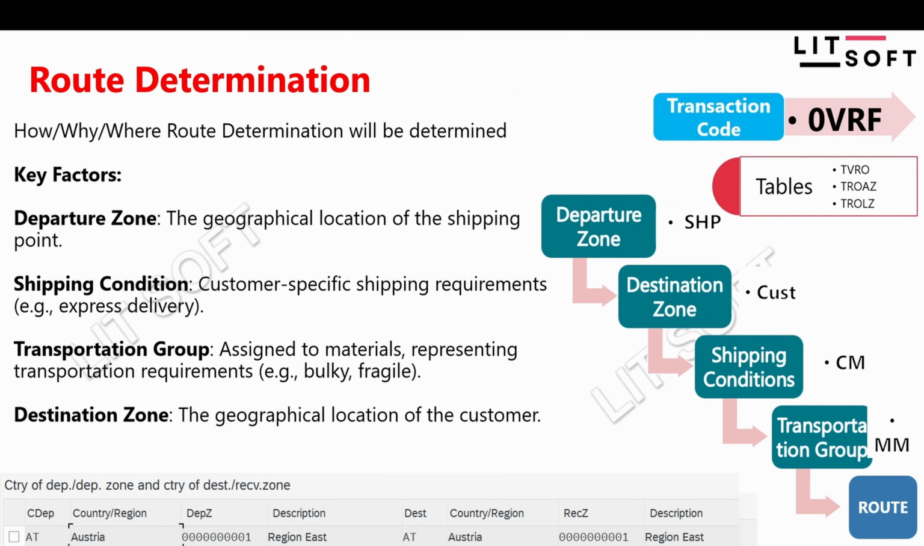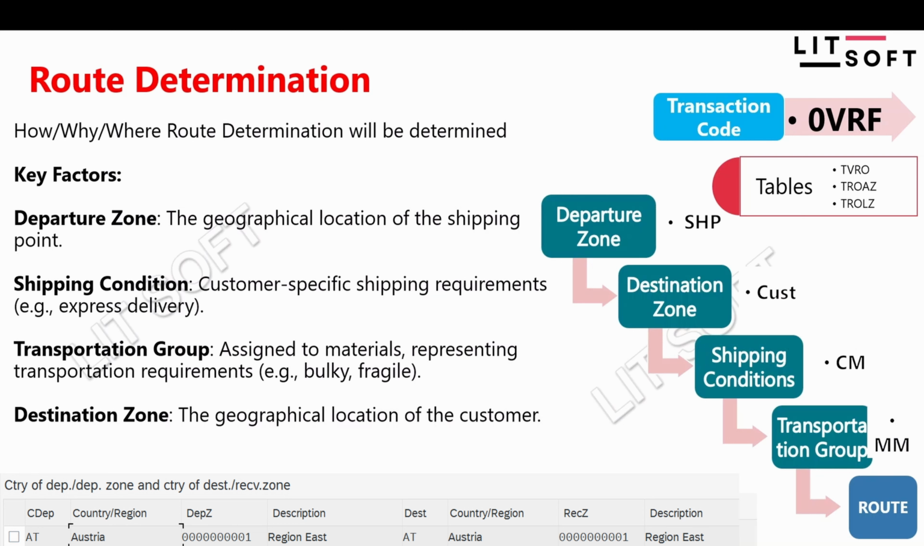Route determination. So here route determination will be triggered in the sales order, and how exactly that will happen, what is the configuration and why the route is needed, where do you do that. All these kinds of questions can arise. And the transaction code, as I mentioned, this is just a ready reckoner, 0VRF, but we need to go with the SPRO configuration and all that stuff.